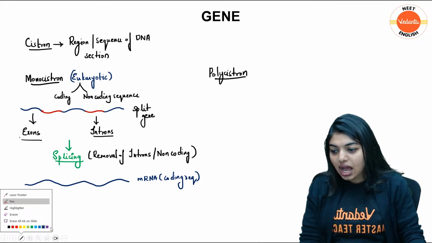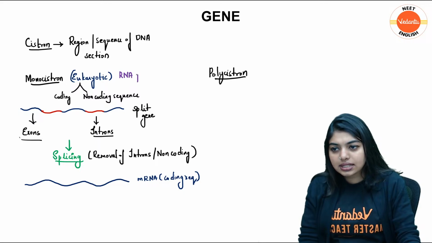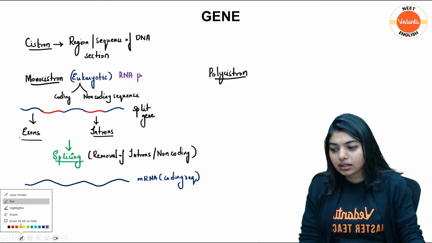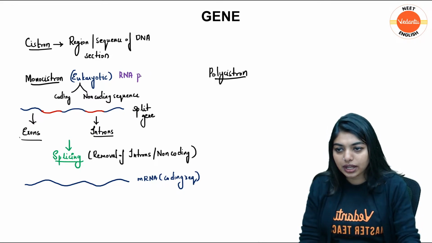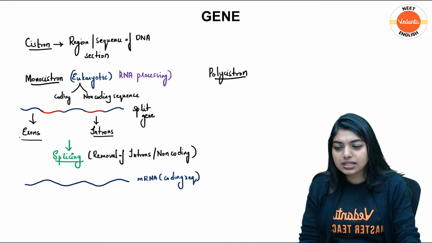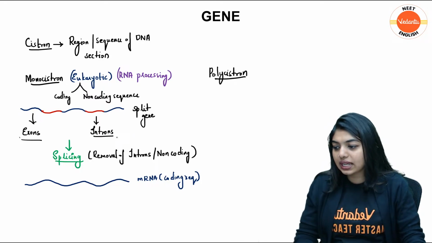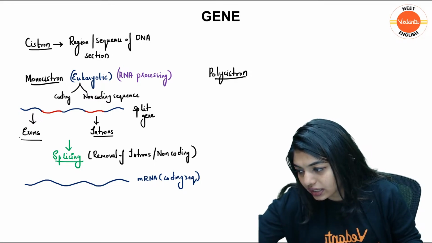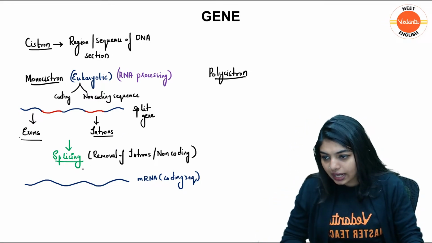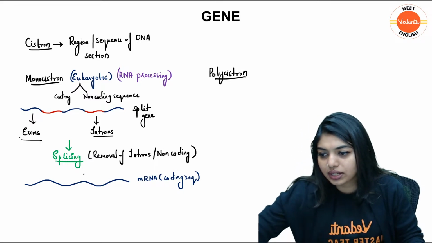What is it called? RNA processing. This is not there in your prokaryotes. It is only there in eukaryotes. RNA processing is needed because in our eukaryotes we have a split gene. And students, in your textbook there is also hnRNA, right? hnRNA is heteronuclear RNA.